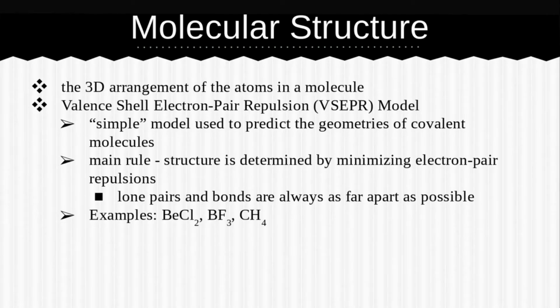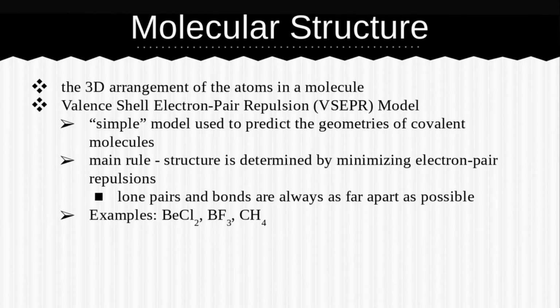So again, we're looking at 3D structures. Our Lewis structures are a good representation of the molecule on paper, but they don't give us the full picture because molecules aren't necessarily flat. So this model is used to predict the 3D structure of covalent compounds, mostly for simple structures.